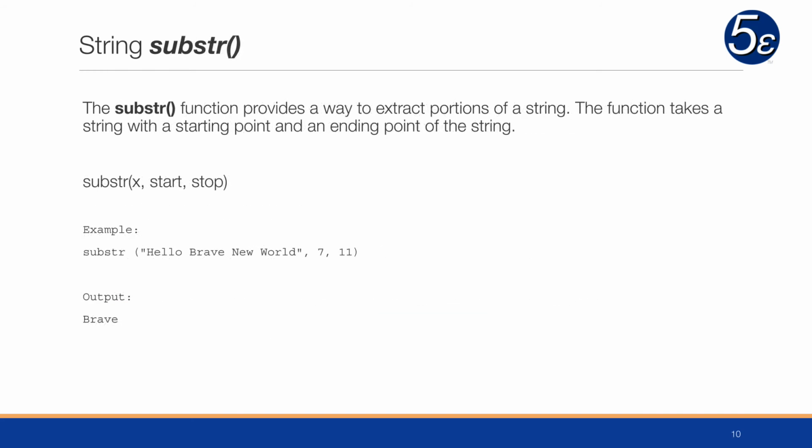The substr function provides a way to extract portions of a string, otherwise known as a substring. The function takes a string with a starting point and an ending point. So here we have as an example, substr("hello brave new world", 7, 11), which is the string that we're looking to substring. Start at the 7th position and end at the 11th position. So the 7th position starts at the b, and the 11th position will end at the e, inclusive. And so the output will be the word "brave."